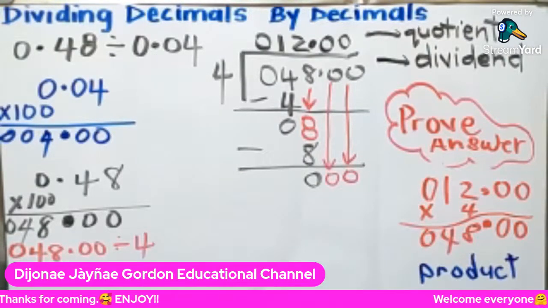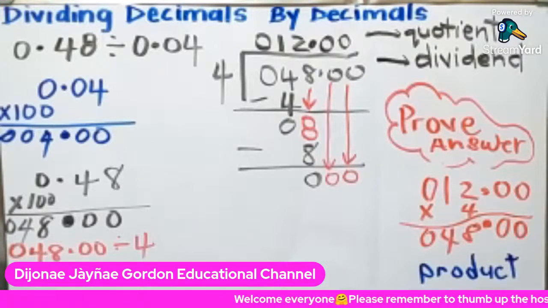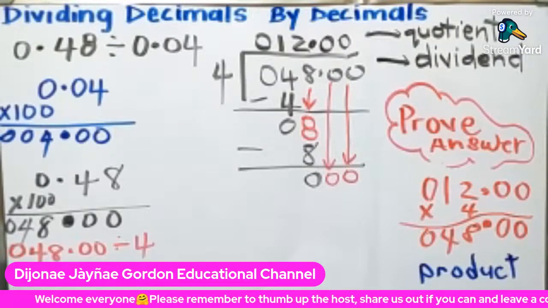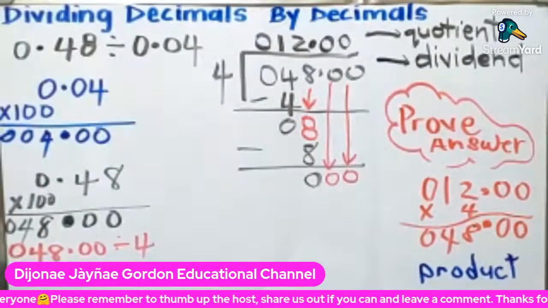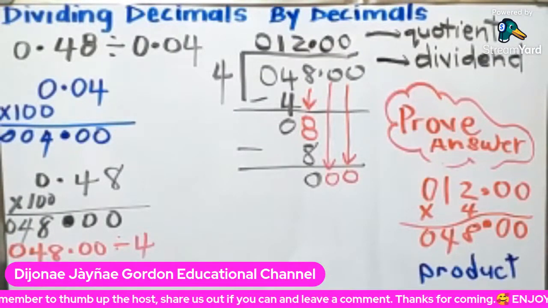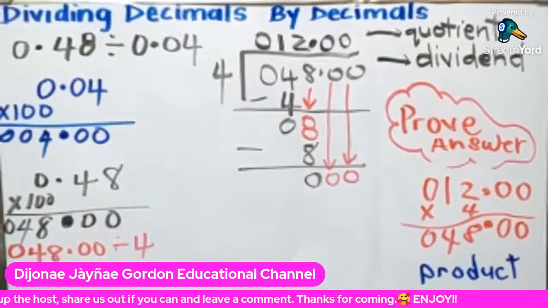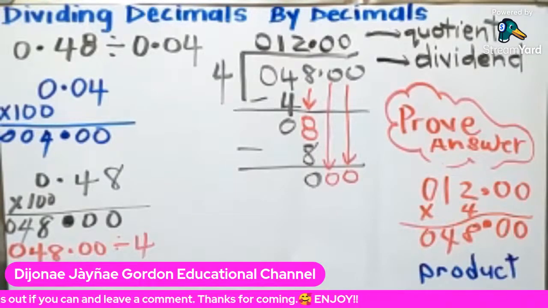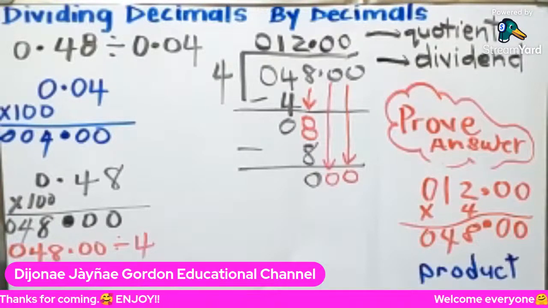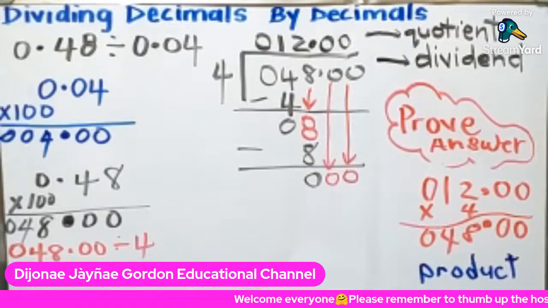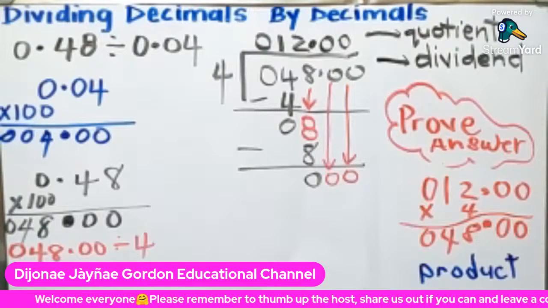Look at this now. Our product is 0.4800. And of course, in our dividend, we have 0.4800, which is the same thing. So guys, this is another problem that we have just solved together. I'm going to give you a minute or two to look at this problem. Then we're going to erase it and do another one.